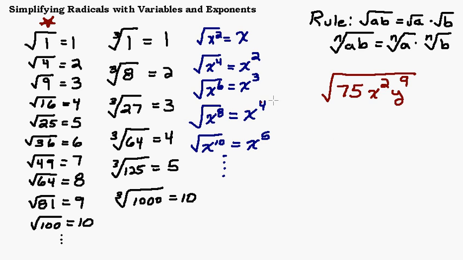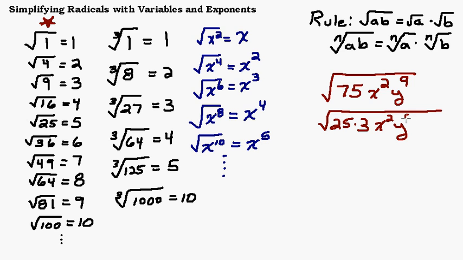Alright, so for the 75, I need to look in this list. Are there any perfect squares that go into 75? 25 is the factor I want, because 25 goes into 75. So 25 times what is 75? That's going to be 3. x squared is an even exponent, so I don't have to worry about it. It's good to go. y to the 9th is an odd exponent.